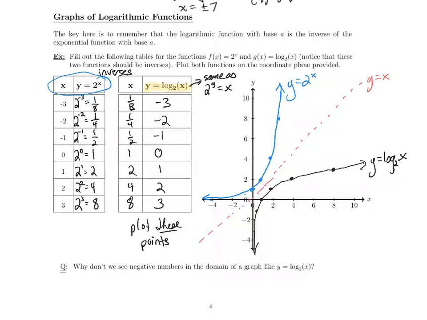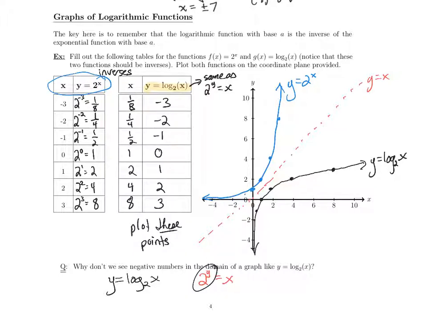And the follow-up question we have at the end of this page is, why don't we see negative numbers in the domain of a graph like y equals log base 2 of x? And to answer that, I think it's helpful to think of this again as the logarithmic question. So the logarithmic question is saying I'm going to take 2 to this value in order to get my x value. And the domain is all the possible x values. So this really becomes the question of what kinds of numbers can 2 to the y be? That will give me the domain of x.